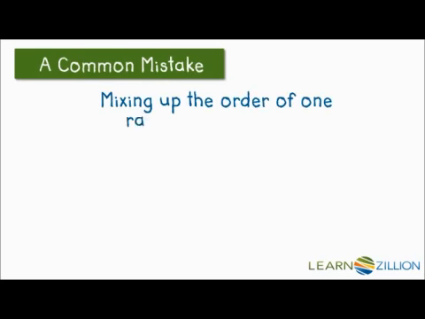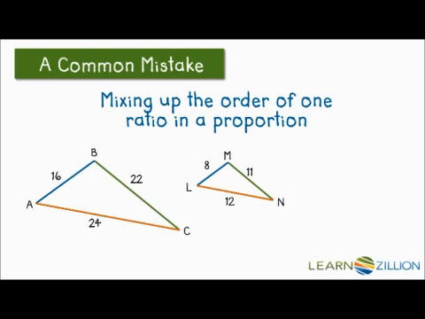A common mistake is to mix up the order of one ratio in a proportion. Here is a pair of similar triangles. Sides 16 and 8 correspond, so we write them in a ratio. Sides 22 and 11 correspond, but if we write the ratio 11/22, we're placing the longer side in the numerator of the first ratio and in the denominator of the second ratio. That's like saying that 2 equals 1/2. Therefore, this proportion is false.